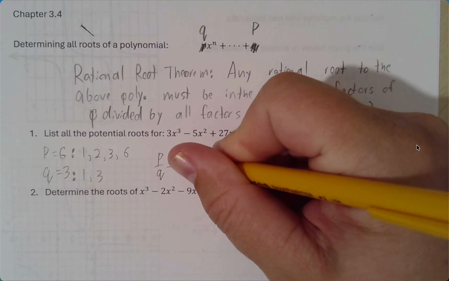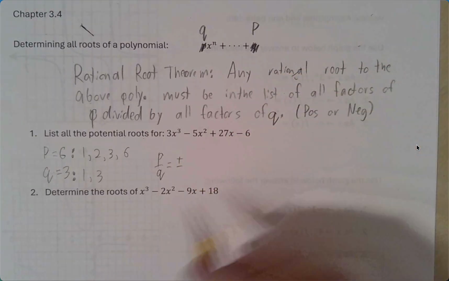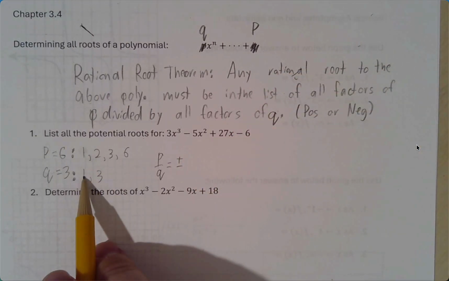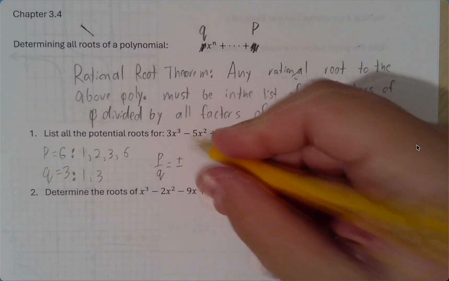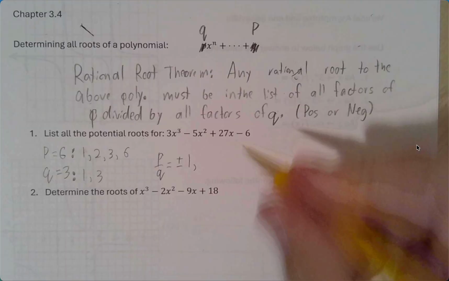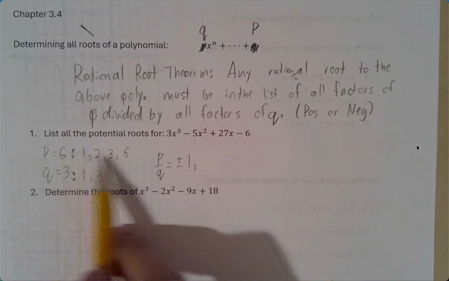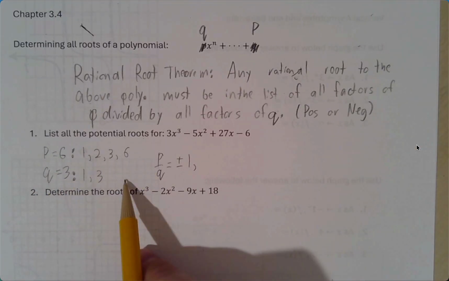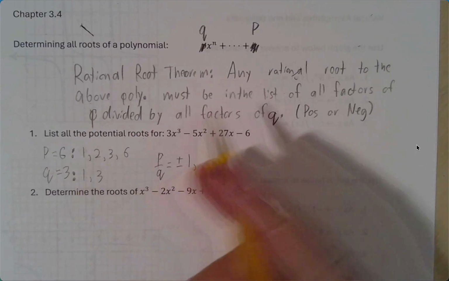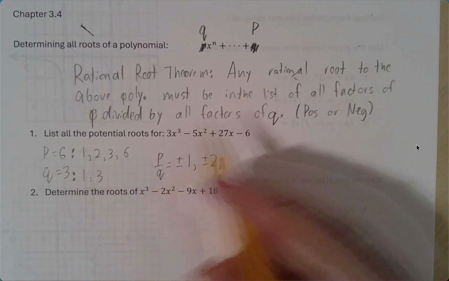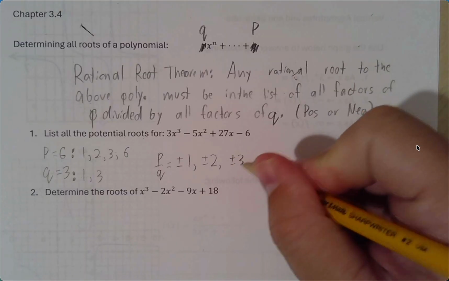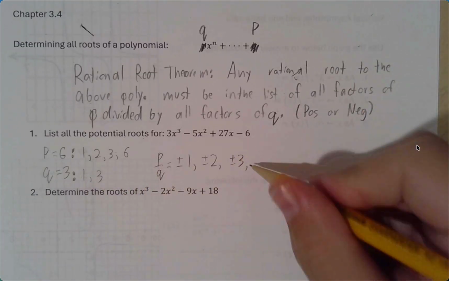P over Q could be plus or minus. Now here we go. 1 divided by 1. That's the first factor of P divided by the first factor of Q. And I'm going to go by cycling through all the P's first and then all the Q's. So then there's 2 over 1. Well, 2 over 1 is just 2. Then there's 3 over 1. Well, that's just 3. Then there's 6 over 1. Well, that's just 6.